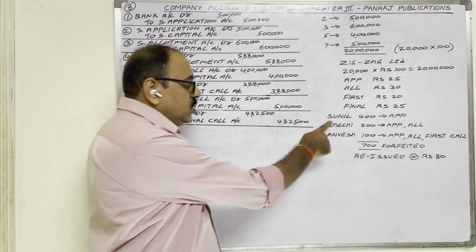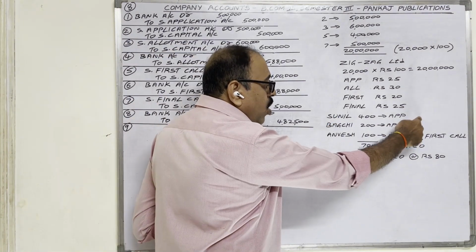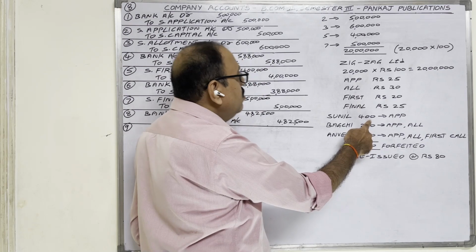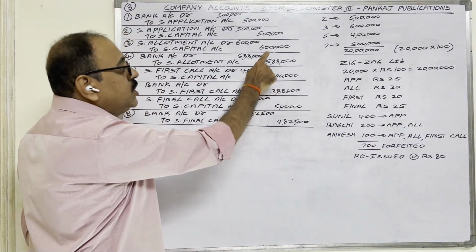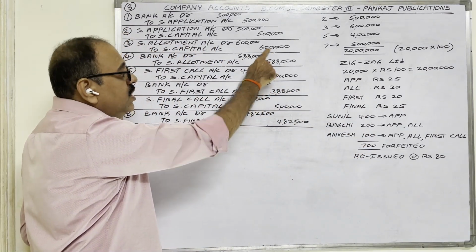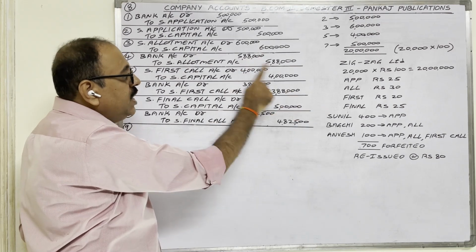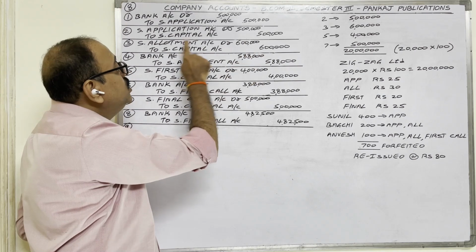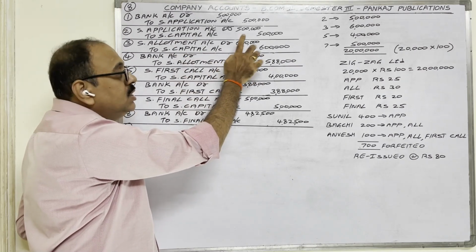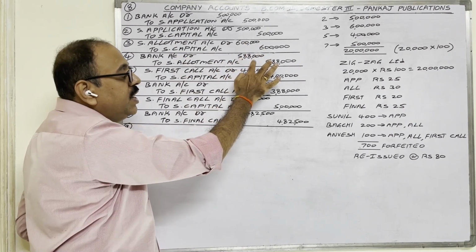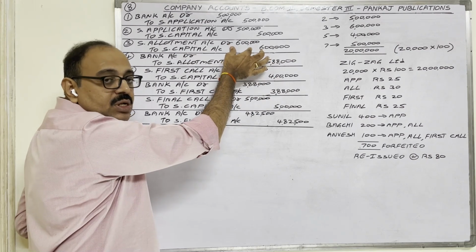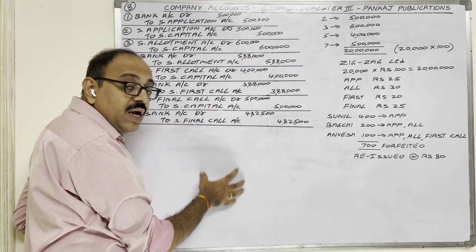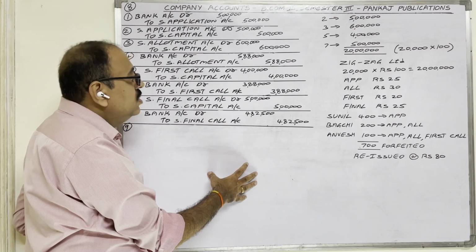Here Sunil didn't pay allotment money on 400 shares. If you exclude that amount from 6 lakh rupees, then finally from the remaining applicants 5 lakh 88,000 came. So there is a debit balance in the share allotment account. How much? 6 lakh minus 5 lakh 88,000, 12,000 rupees. While writing the forfeiture entry, we should cancel that debit balance.